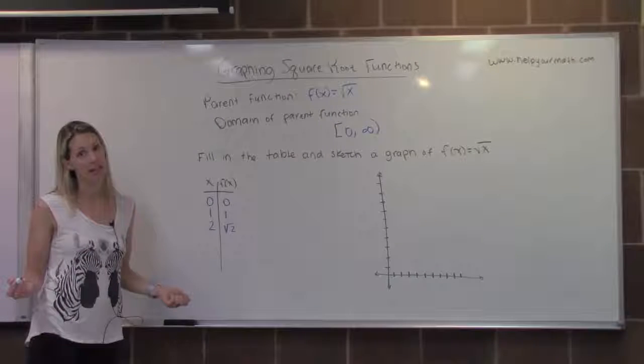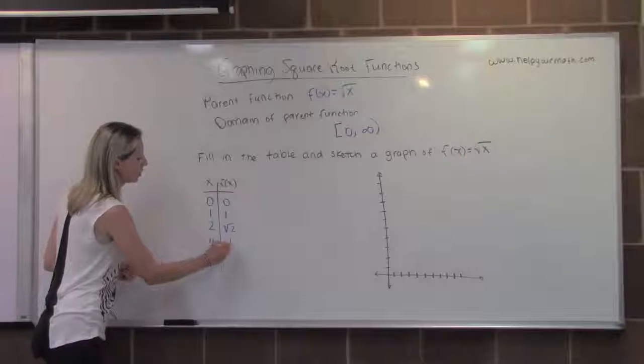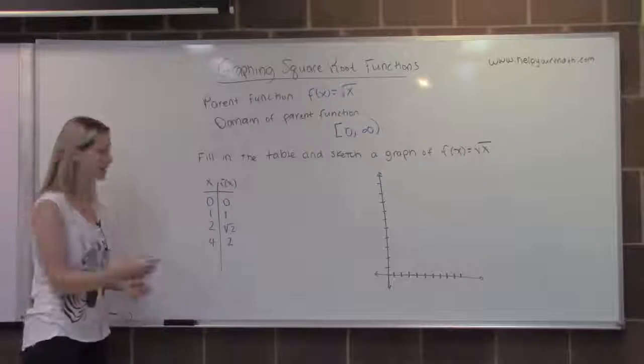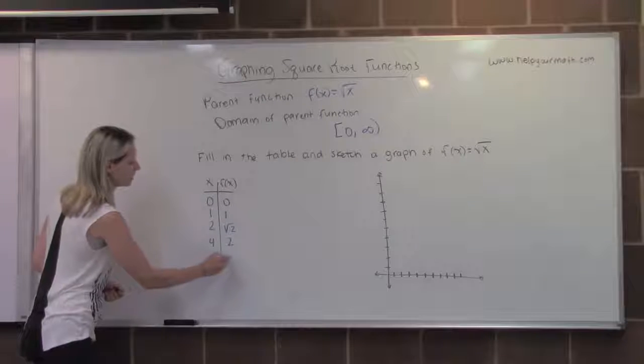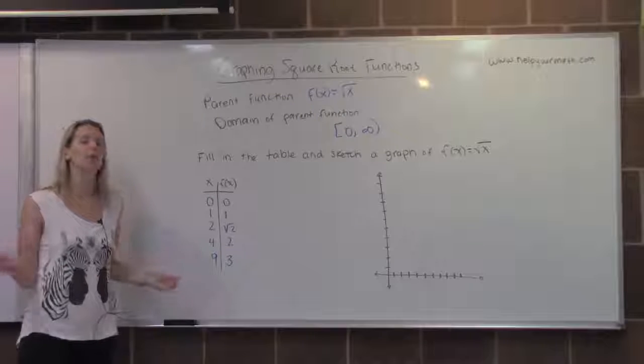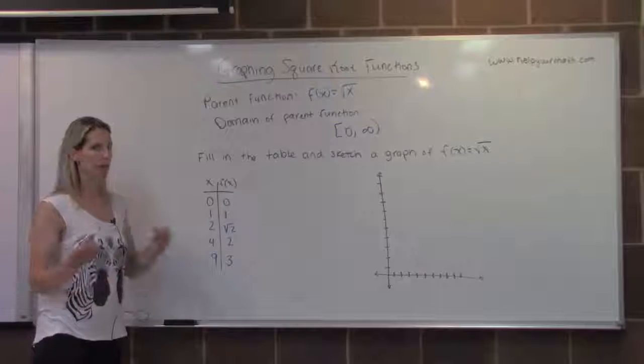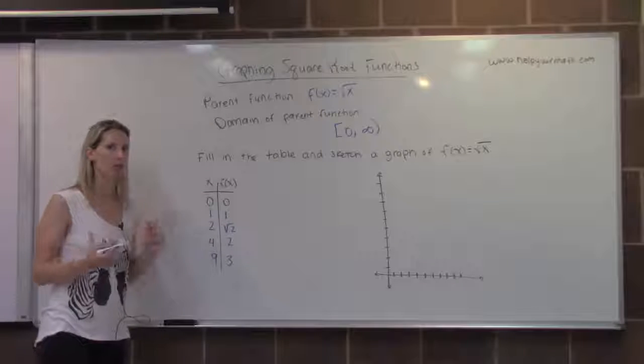I probably want to use the next perfect square, which is 4. And the square root of 4 is 2. And then after that, I'm going to skip down to 9. The square root of 9 is 3. That's all my graph will allow, so I'm actually going to stop at 9. But of course, the next one would be 16, 25. Those are the values we want to use, so that way we have nice numbers to plug in on the graph.